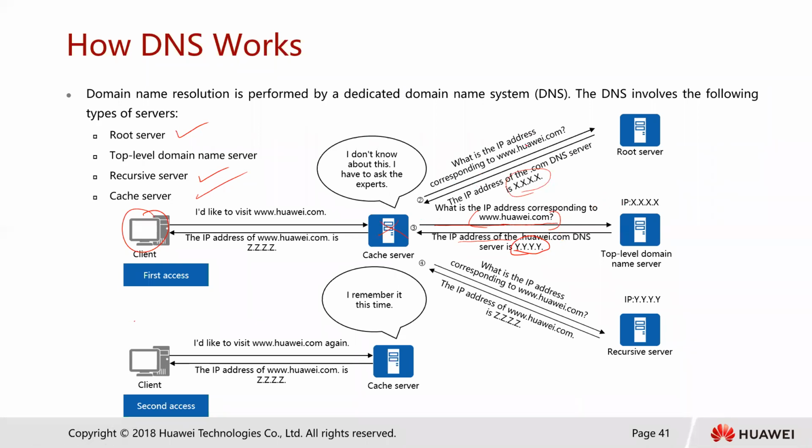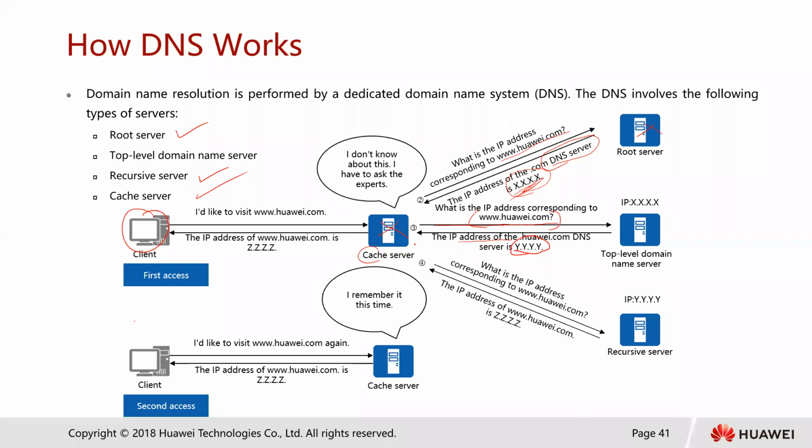Maybe just to explain it in order, this guy will first talk to the root server asking, boss, help me with the DNS server of Huawei.com. What is the corresponding IP of Huawei.com? This guy will say, you know what? I cannot help you, but you go and ask this DNS server to help you. This is the IP address.